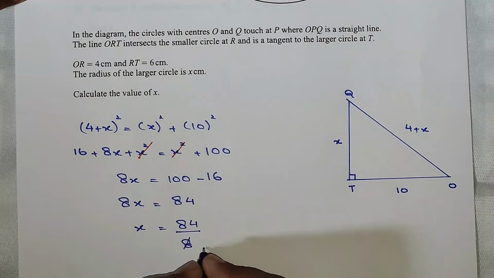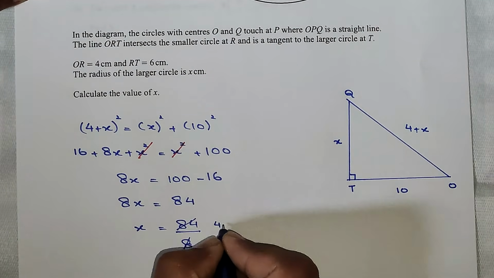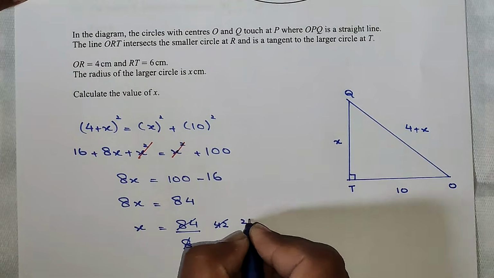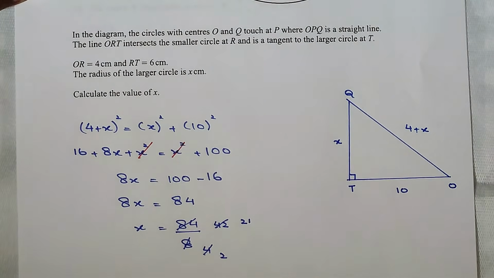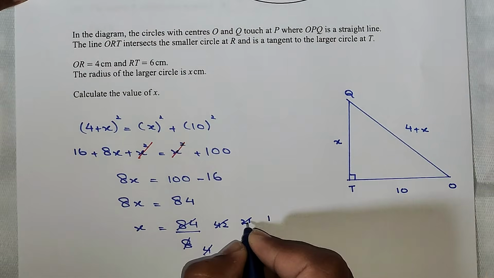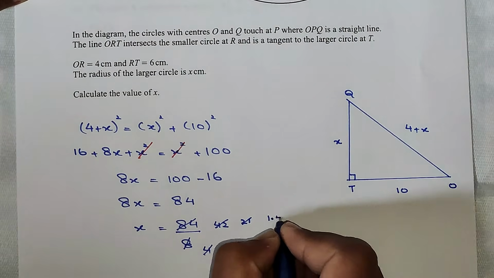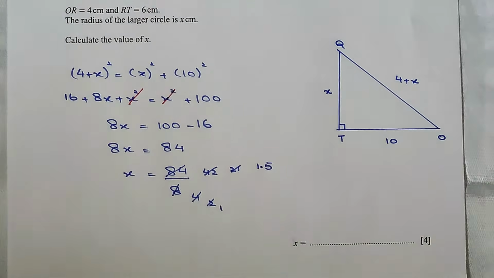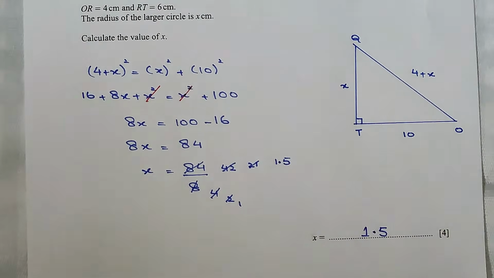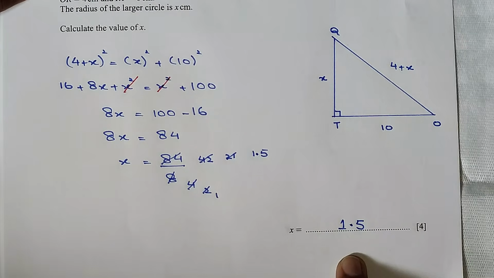Now 2 times 4 is 8. 2 times 2 would be 4. 2 times 1 is 2, right? Now we are left with 1. Dot. 2 times 5 is 10. So the value for x is 1.5 centimeters. The radius of the bigger circle is 1.5.